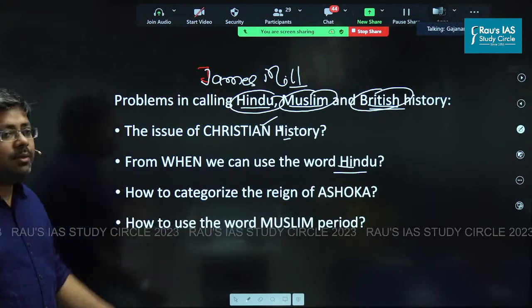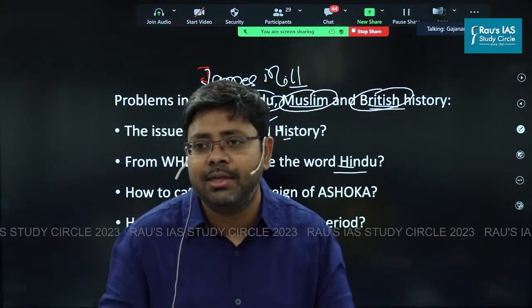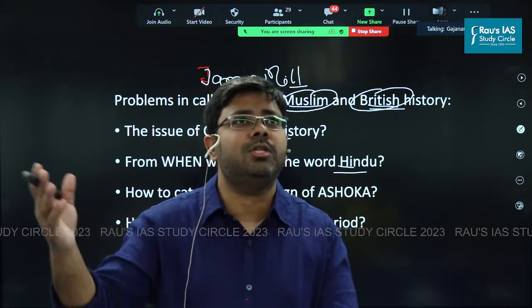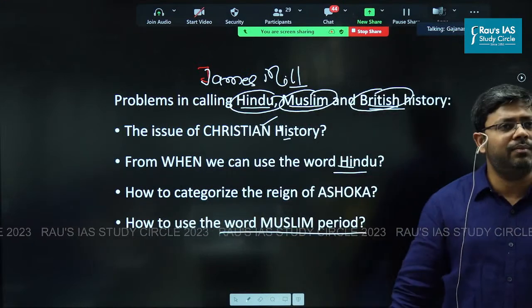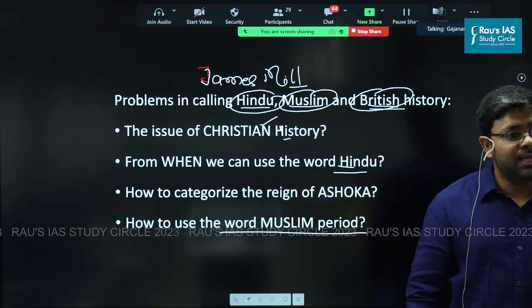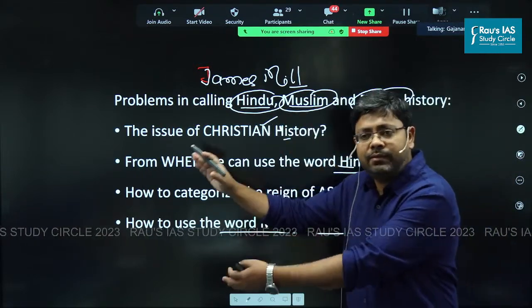And आपने बोला Muslim period. More than the Muslim rulers, there were non-Muslim rulers at that time in India. And more than the Muslims, the non-Muslim population was there in India. How can you call the medieval time Muslim period? Don't you think that history can be looked upon through different perspectives?